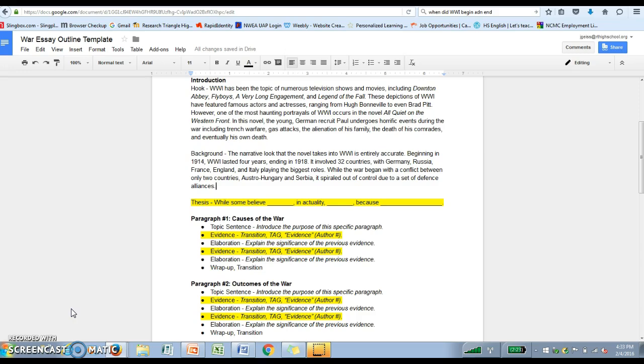It involved 32 countries with Germany, Russia, France, England, and Italy playing the biggest roles. While the war began with a conflict between only 2 countries, Austro-Hungary and Serbia, it spiraled out of control due to a set of defense alliances.